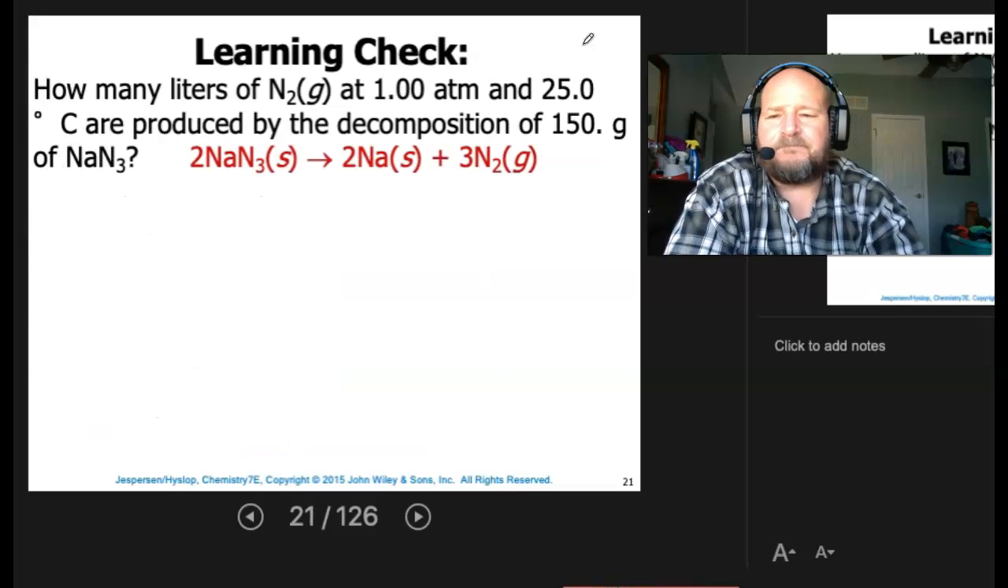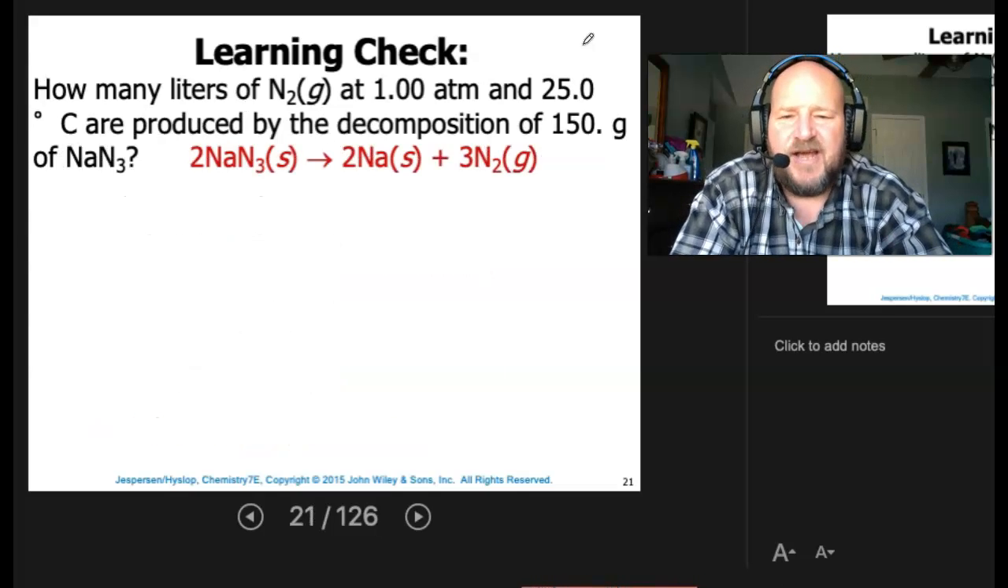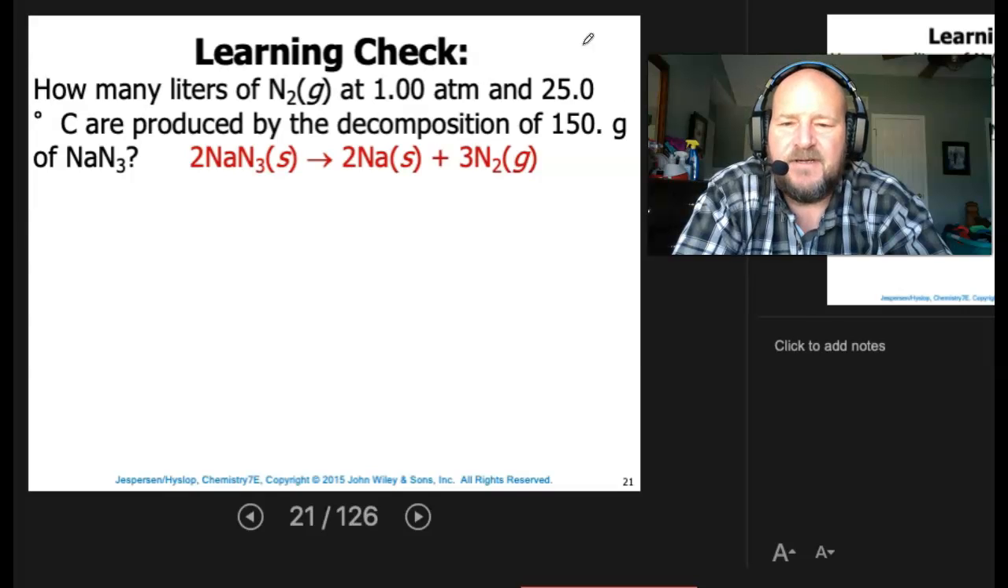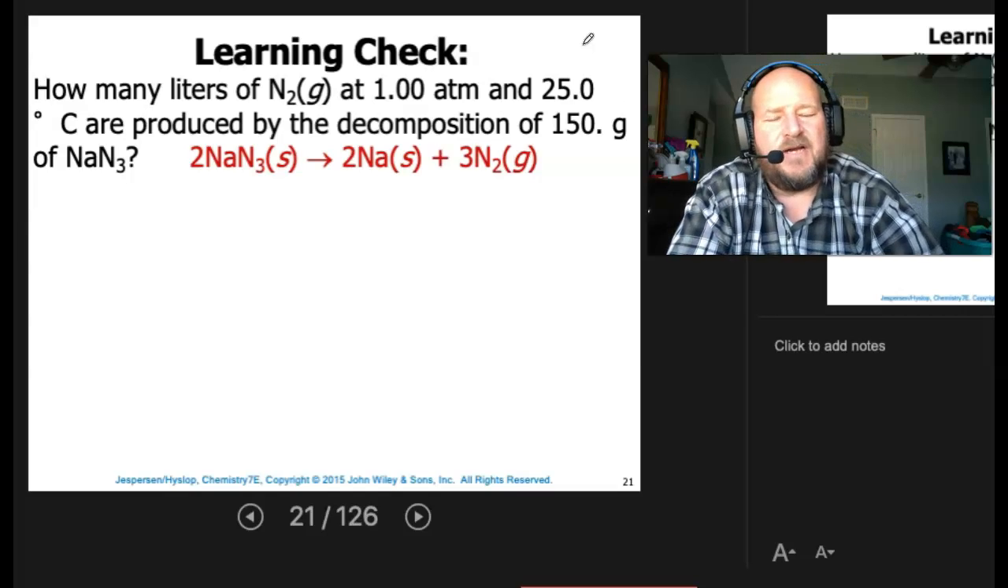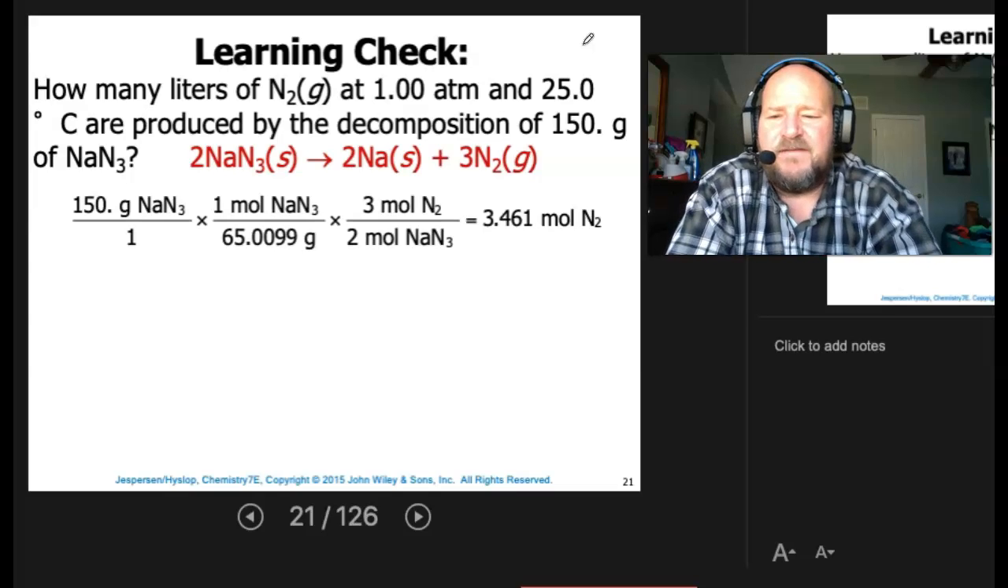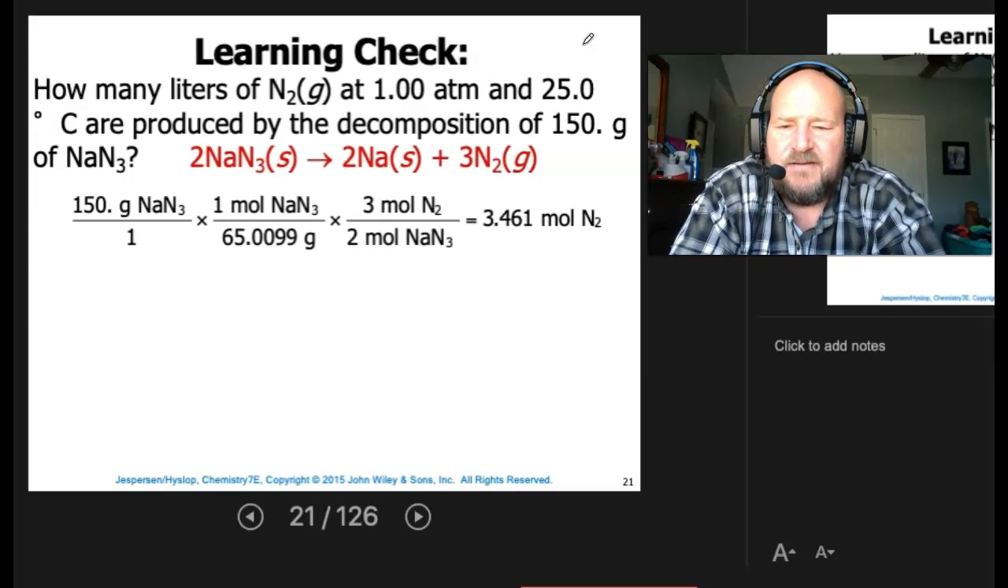All right. How many liters of nitrogen at 1 atmosphere and 25 degrees C are produced by the decomposition of 150 grams of sodium azide? And then I give you the reaction here, right? So you have 2 sodium azides will produce 2 sodiums and 3 nitrogen gases. All right. So you're going to take 150 grams of the sodium azide, convert that to moles. Looks familiar, doesn't it? Then we're going to use our balanced chemical reaction to figure out moles of the nitrogen.